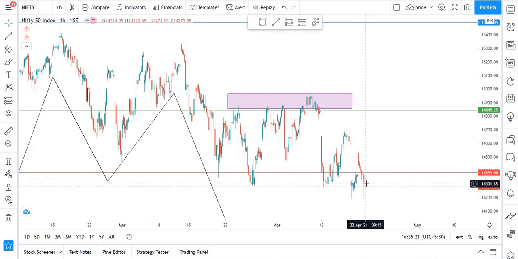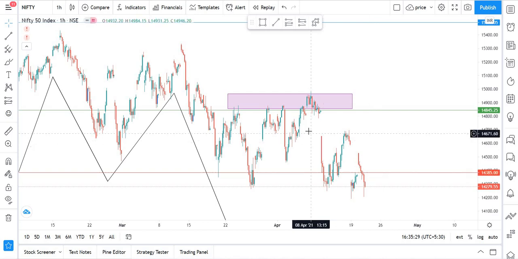So my recommendation is to short the market below this line. I was bearish and I am still bearish. My recommendation would be to be on the selling side of the market if you want to gain well on an intraday basis.